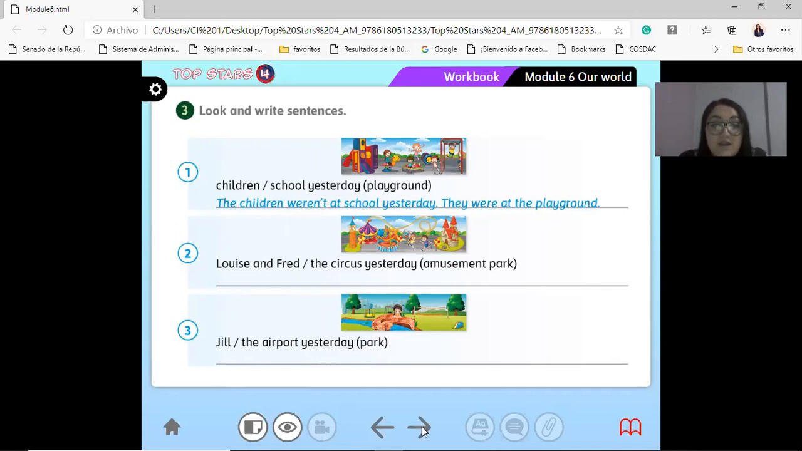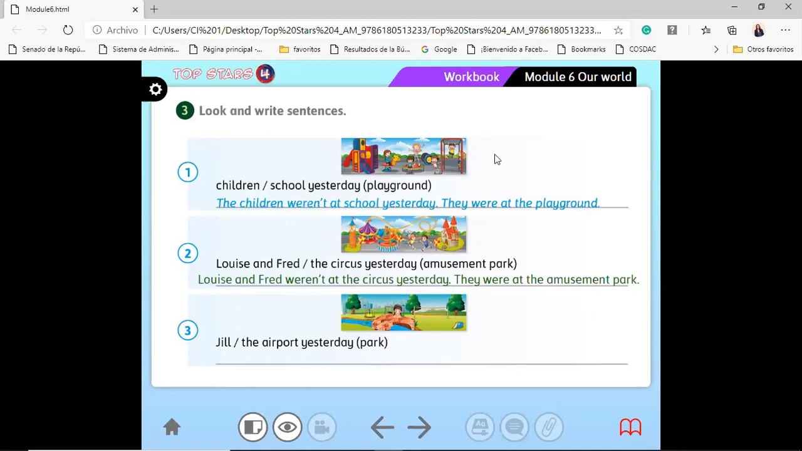They were at the amusement park. Ellos aparecen en el parque de diversiones. Ellos no estaban en el circo. Okay. So the correct and great answer will be Louis and Fred weren't at the circus yesterday. No estaban en el circo. They were at the amusement park. Okay? Take your time to write your answers.